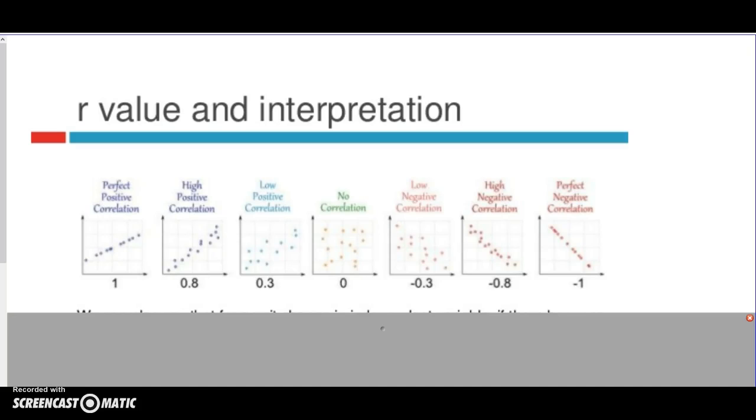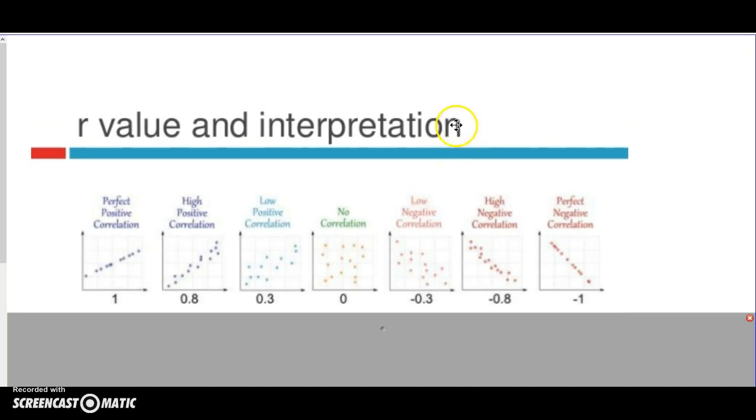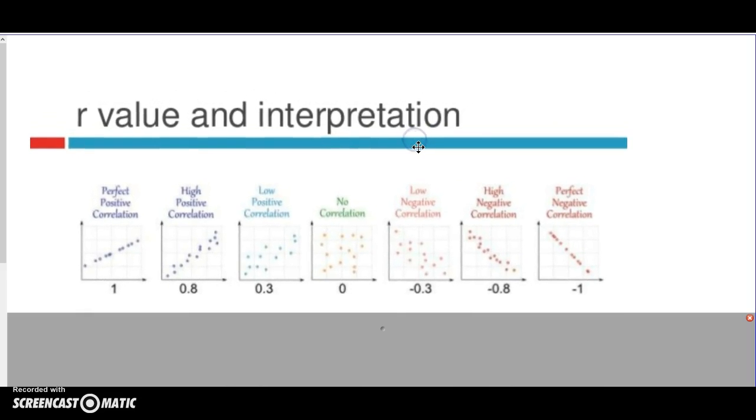Okay, so after we figure out the line of best fit that represents the scatter plot, we can then talk about how strong the line of best fit is. And to do that, we use something called the coefficient of correlation, or the R value. What I've done here is I found this picture, and I think it does a really good job of explaining how R values tell you how well a line of best fit represents the data. So it's not the line.